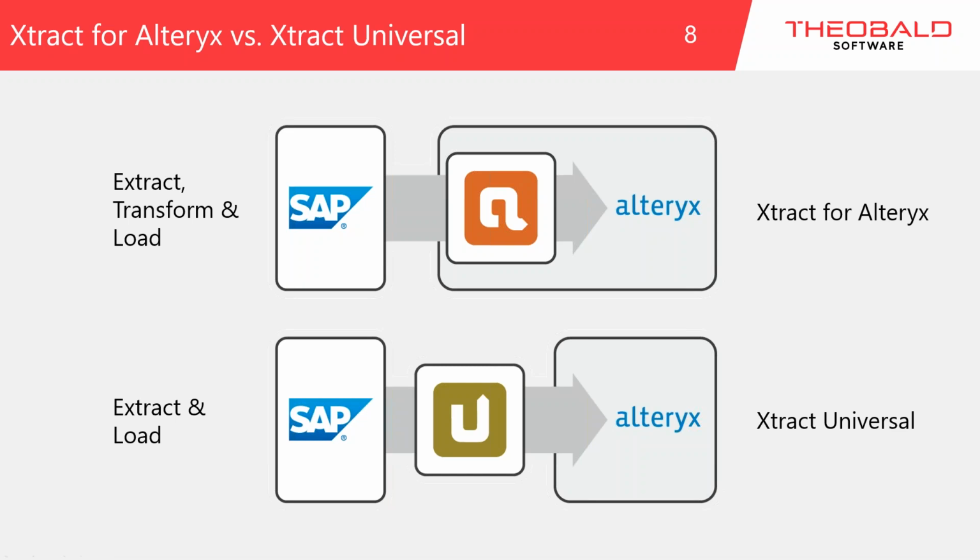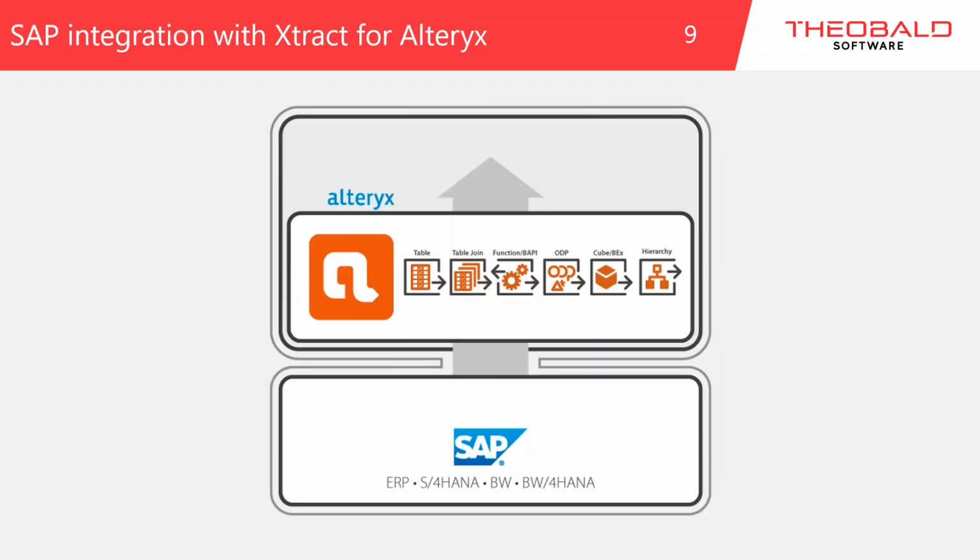So you go to the Alteryx Designer, you have again a plugin, and from that plugin you will access the extraction that you have defined in the Xtract Universal Designer. So these are the two approaches. We will discuss each approach separately and in detail. I will give you a live demo and show you that and give you the key benefits of this approach. So let's start now with the first approach, with Xtract for Alteryx.